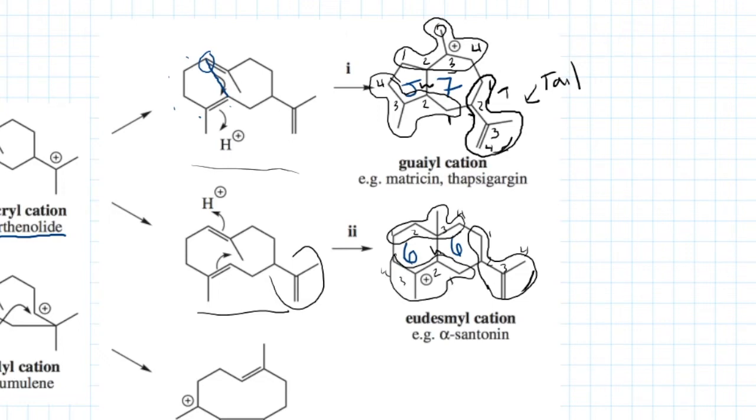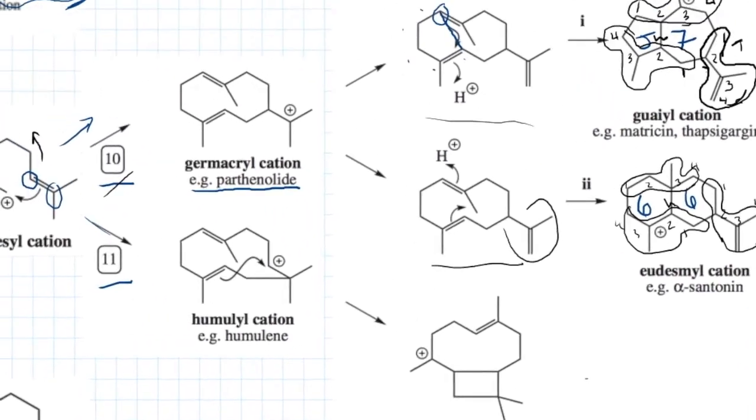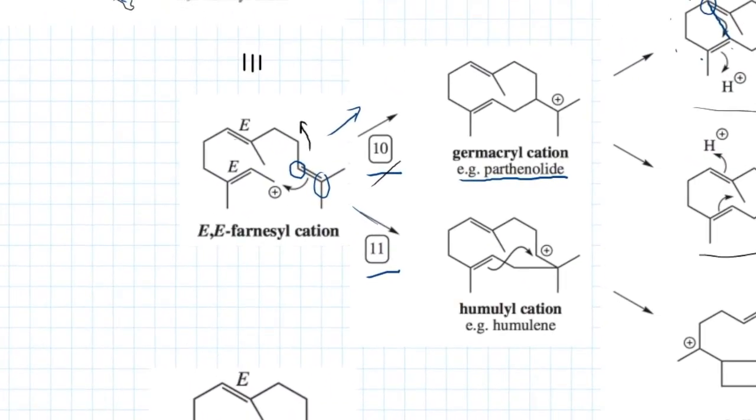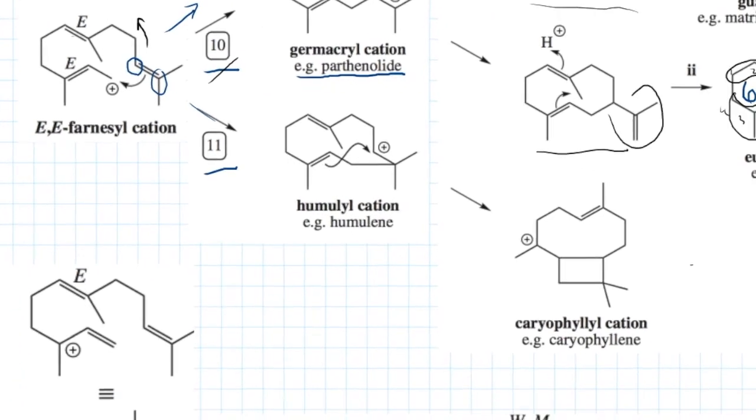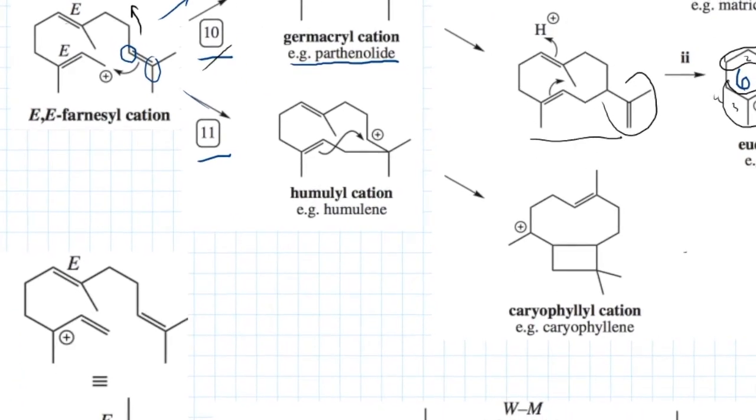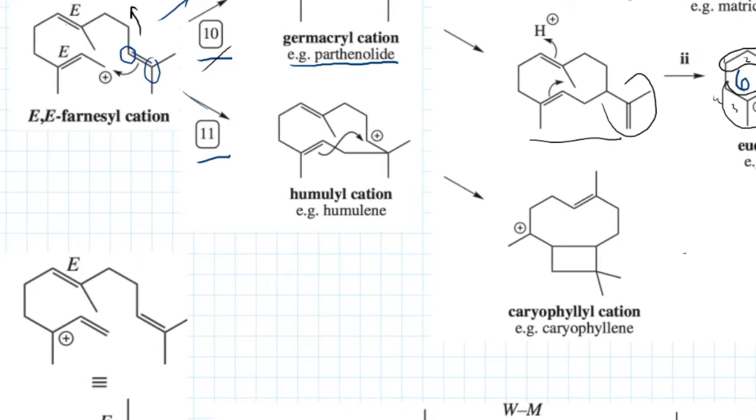All right, the other way that this can go is the 11-membered ring, and that is going to make the humulyl cation. It just looks funky to me. It's going to make compounds that are found in hops, like humulone, and it can make a different cation called the caryophyllyl cation as well. I just think it looks like a big H, so I think it's humulyl. I try to do stuff to remember stuff. Hopefully that will help out. But that's it for the EE farnesyl cation.